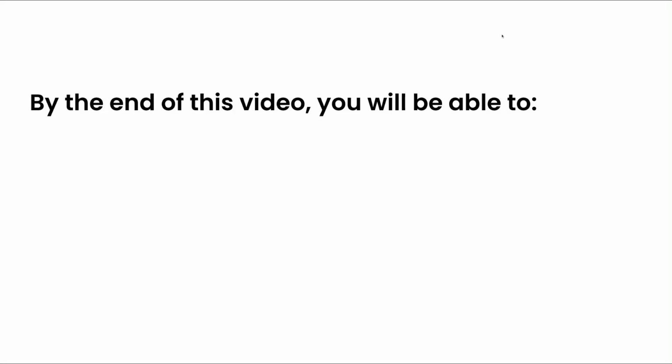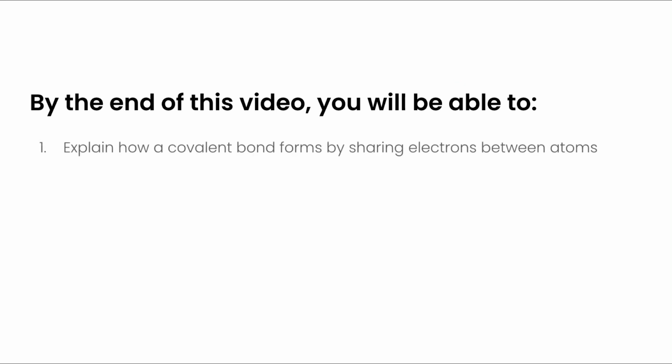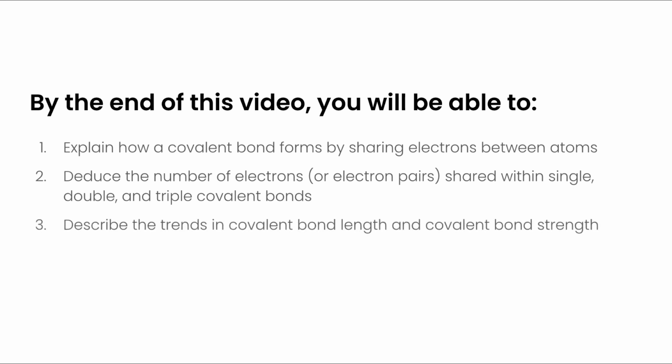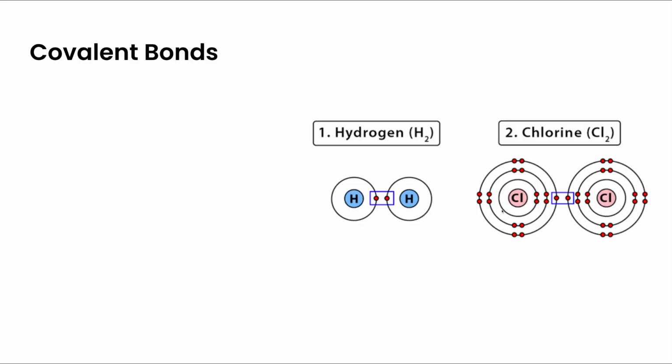In this video, we're going to take a look at covalent bonding. By the end of this video, you will be able to explain how a covalent bond forms by sharing electrons between atoms. You'll be able to deduce the number of electrons or electron pairs that are shared within single, double, and triple covalent bonds. And you'll also be able to describe the trends in covalent bond length and strength.